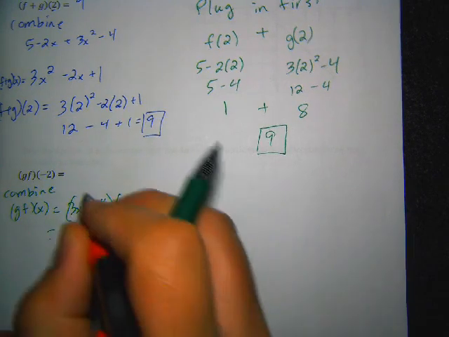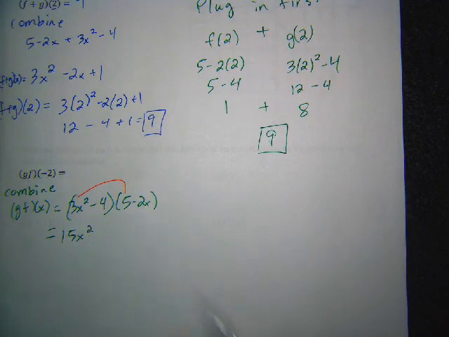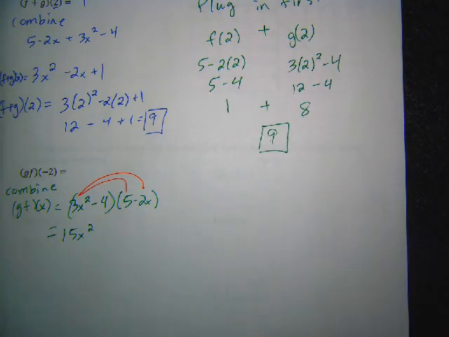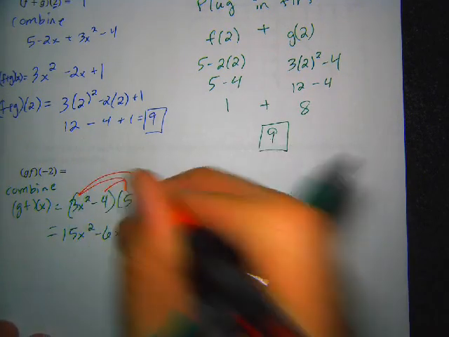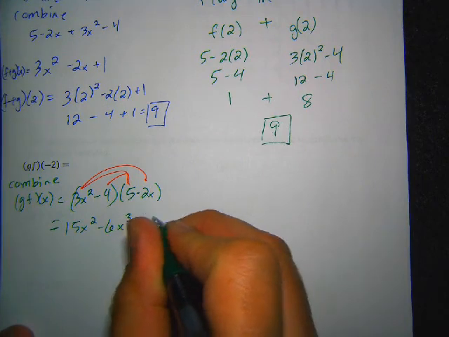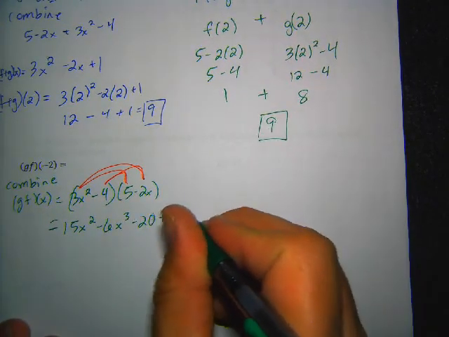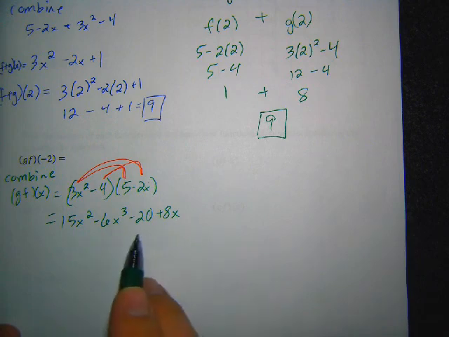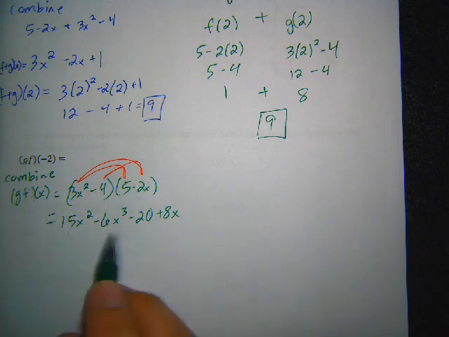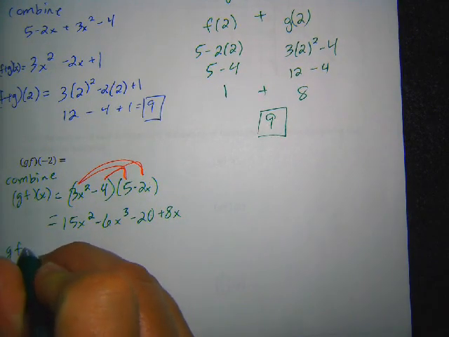So I'm going to do my first, 3x squared times 5, so I get 15x squared. My outside, 3x squared times negative 2, so I get negative 6x cubed. My inside, negative 4 times 5, so I get negative 20. And in my last, negative 4 times negative 2x gives me positive 8x. So that's my function. This one doesn't simplify or anything, so that's done. Now I'm going to take that function and plug in the value they gave me.